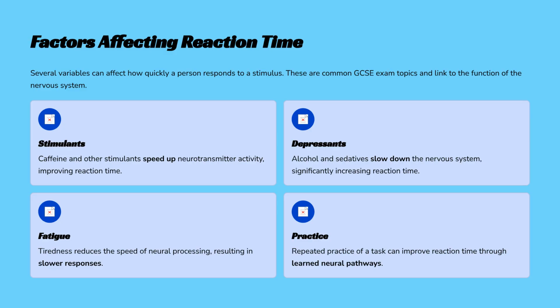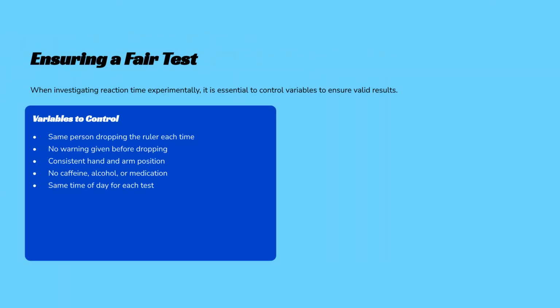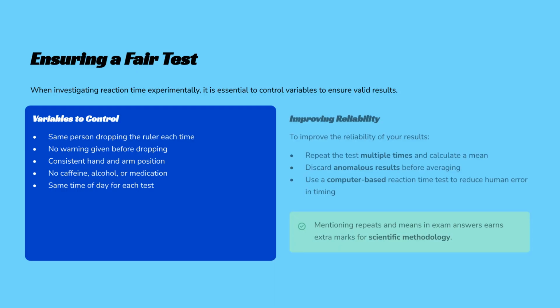Several factors affect reaction time. Stimulants speed up neural activity, improving reaction time. Depressants, like alcohol, slow the nervous system. Fatigue also slows responses, while repeated practice can speed them up through learned pathways. To ensure a fair test, control variables like the person dropping the ruler, no warnings, consistent positioning, and avoiding drugs. To improve reliability, repeat the test multiple times, calculate a mean, and discard anomalous results.